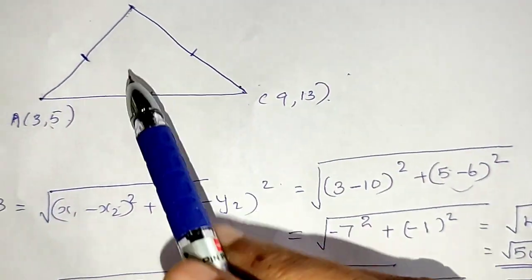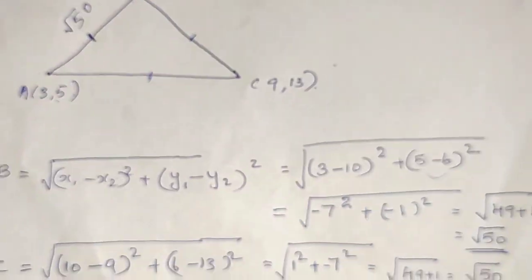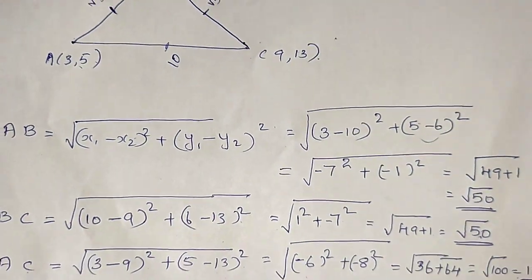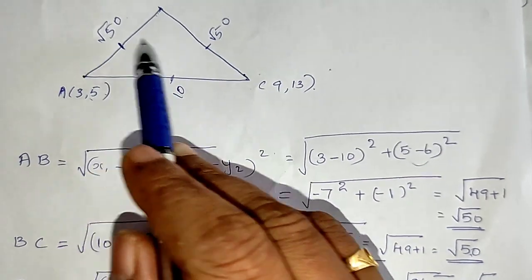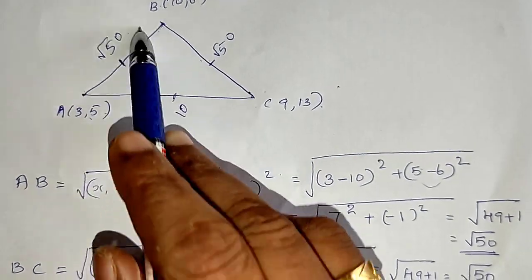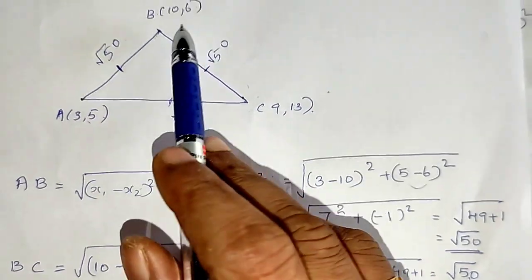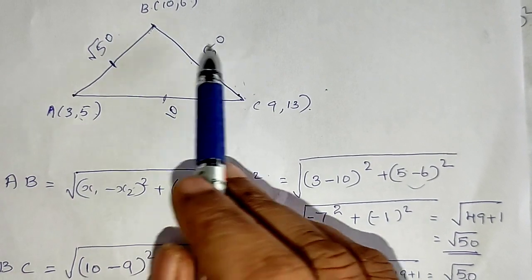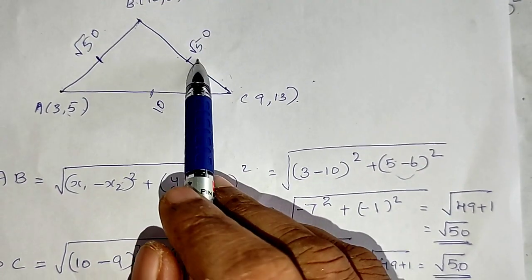So we have three sides. This is equal to root 50 and this one is also equal to root 50 and this is equal to 10. Since two sides are equal, we can say this is an isosceles triangle. That is, this triangle ABC is an isosceles triangle because two sides are equal here. Now we need to find out its area.